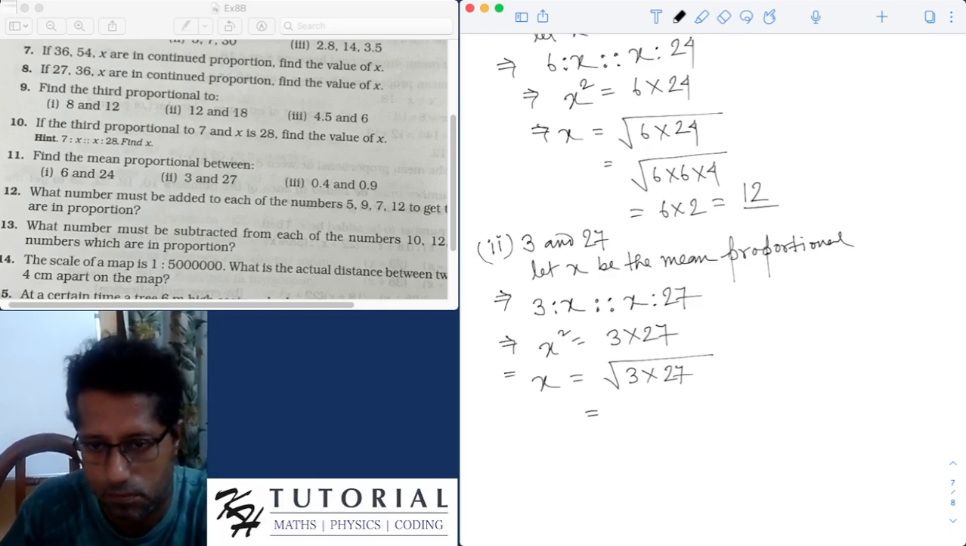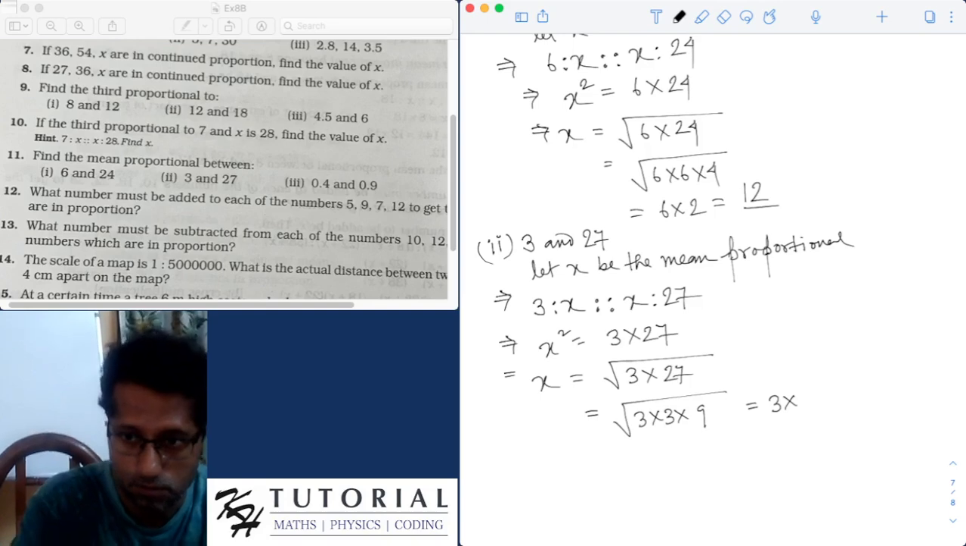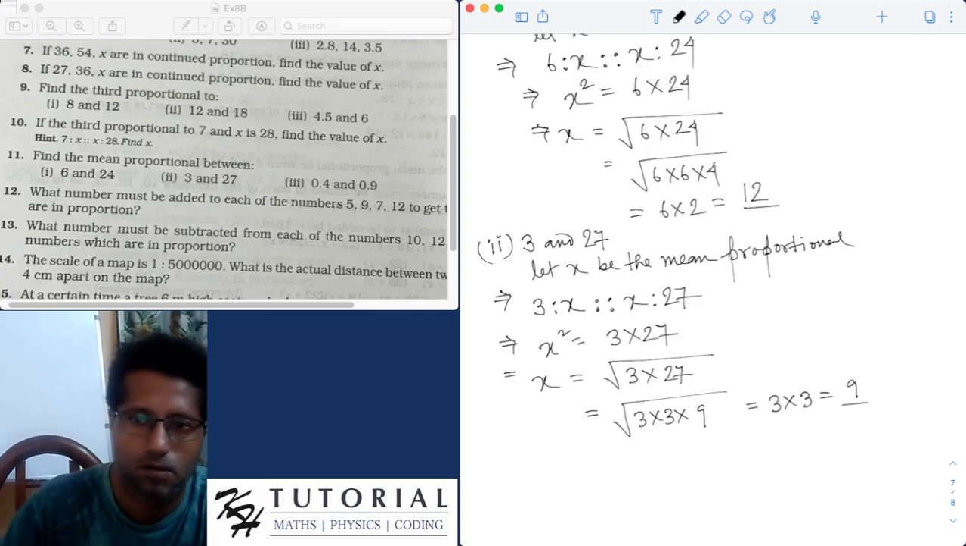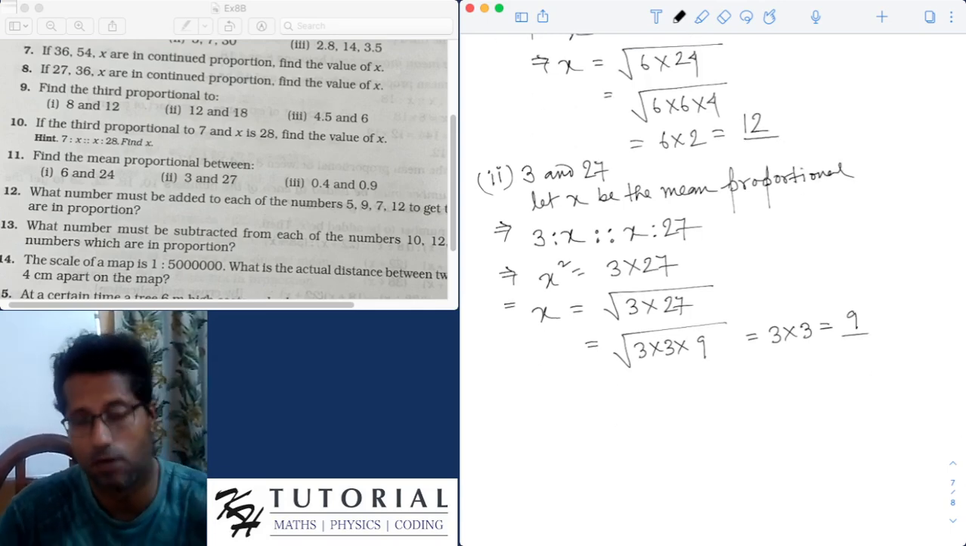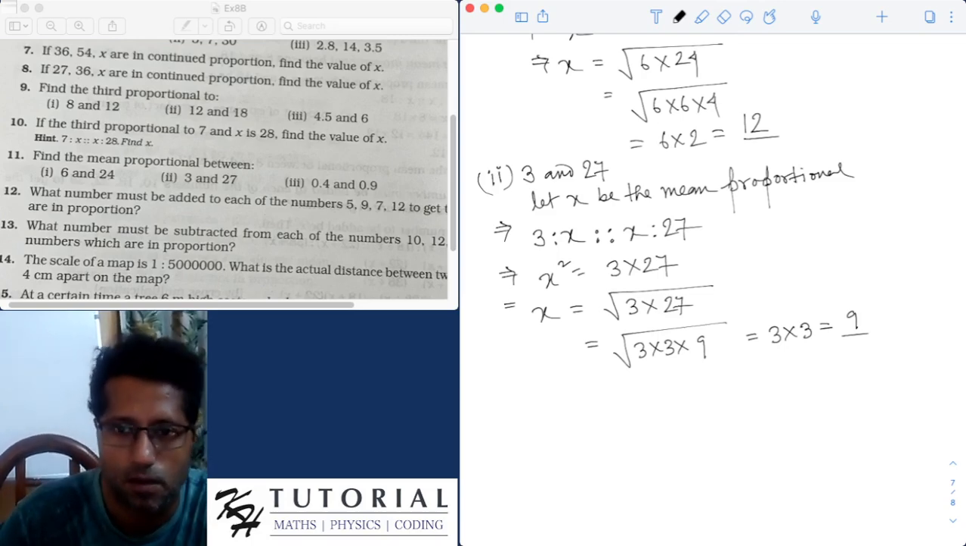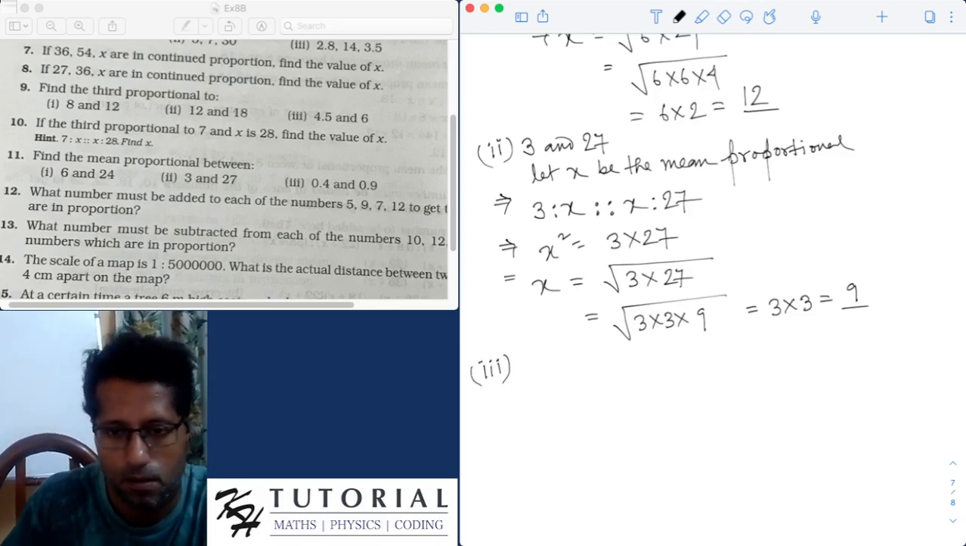This is 3 into 3 into 9. This is 3 into 3, and this is 9. So the mean proportional between 3 and 27 is 9. Okay. Part 3, between 0.4 and 0.9.